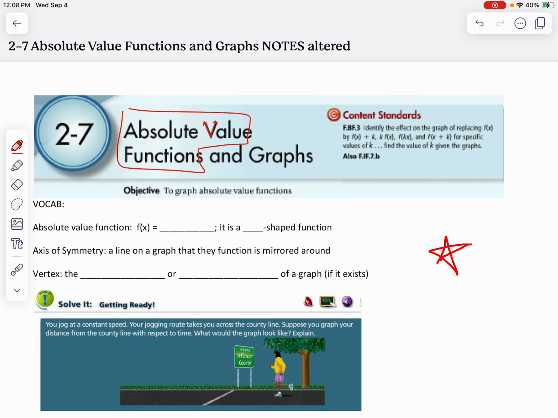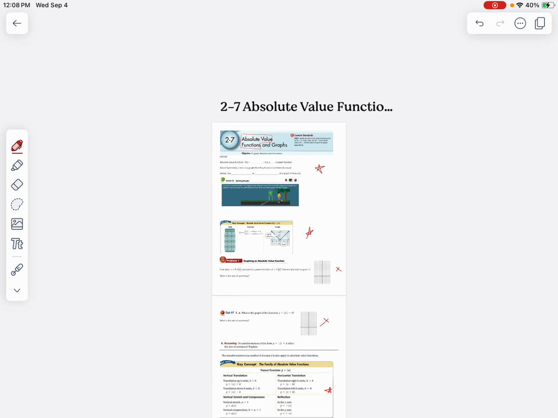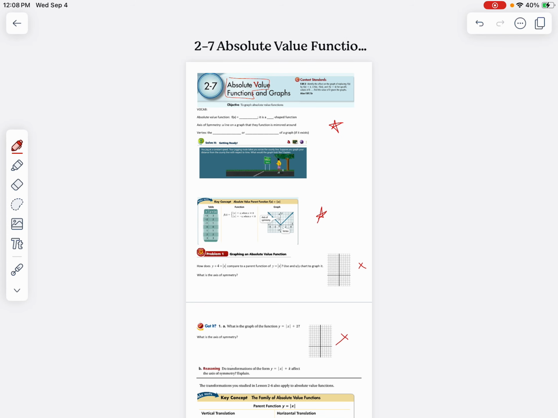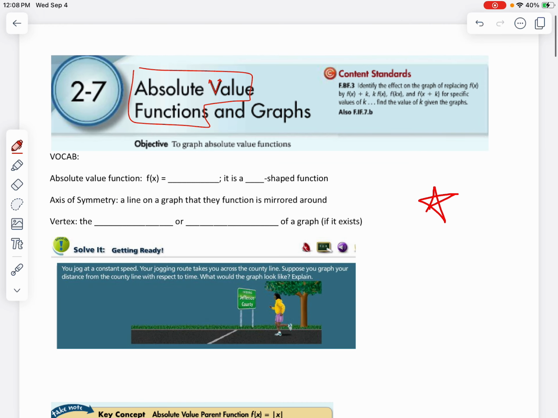They will pass the vertical line test, and your goal today is to be able to graph them without any problems. We're going to focus in on the things that have stars, not the things that have x's. If you need more practice, I'll be happy to go over the problems that have x's in class with you. So let's talk about our vocabulary.